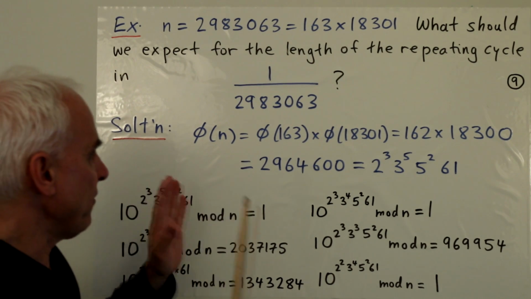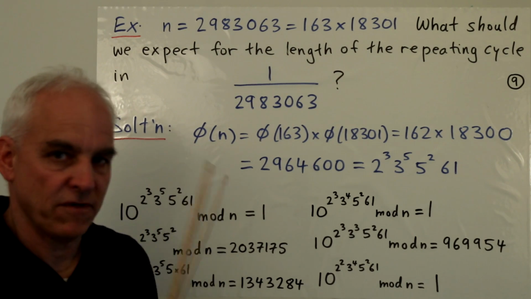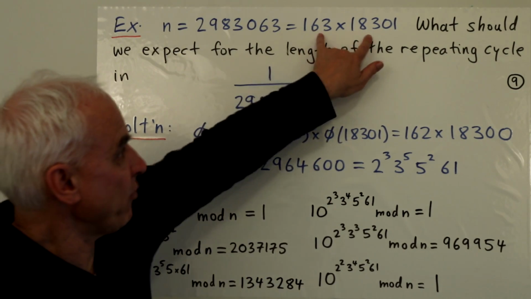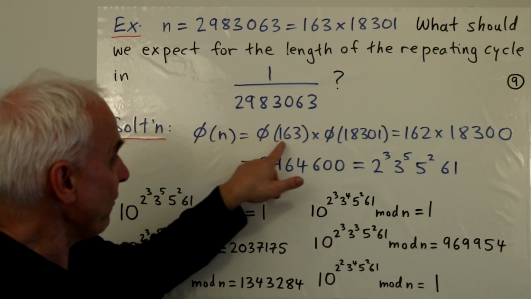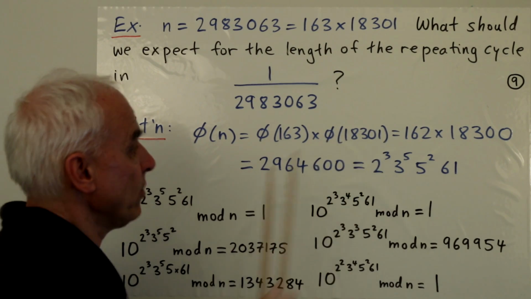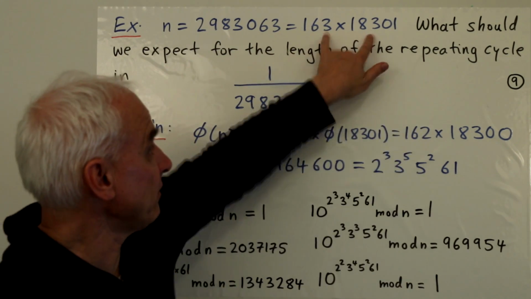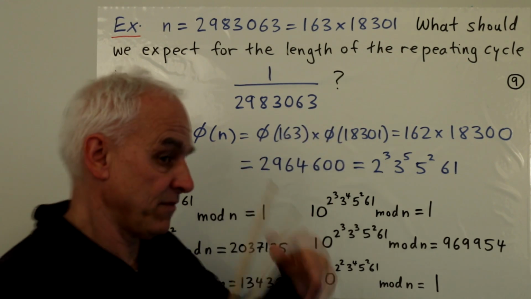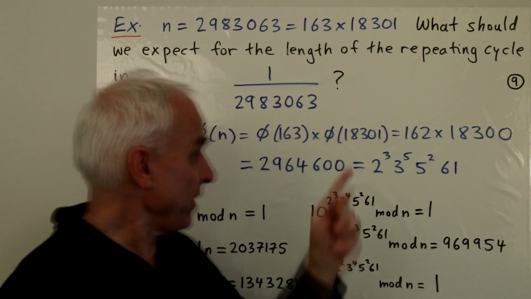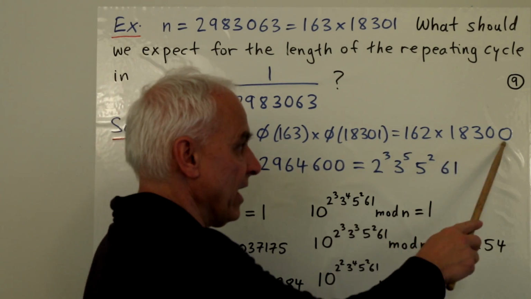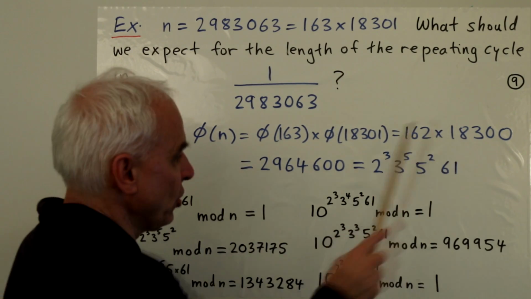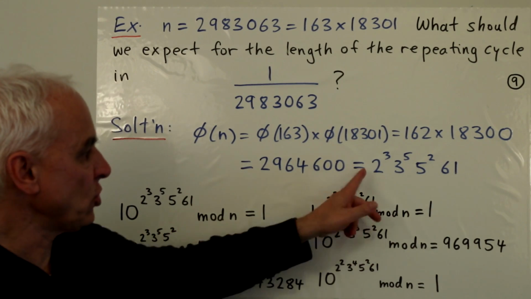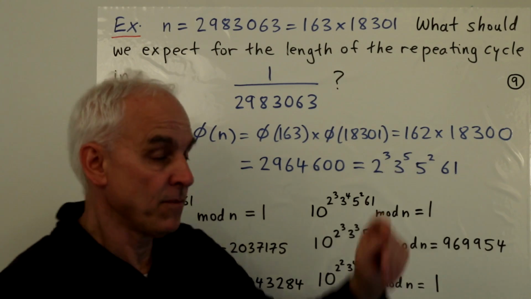Okay, so we're going to proceed as before. First of all, we look at the Euler totient function, phi of n. So n is a product of these two things. These are relatively prime, so this is going to be phi of 163 times phi of 18,301. And phi of 163, well, that's a prime, so its phi function is just 1 less than it. This is also a prime, so its phi function is also 1 less than it. And so the product of these two is this number here, which is important for us to have its factorization. There's its factorization: it's 2 cubed, 3 to the 5th, 5 squared, times 61.